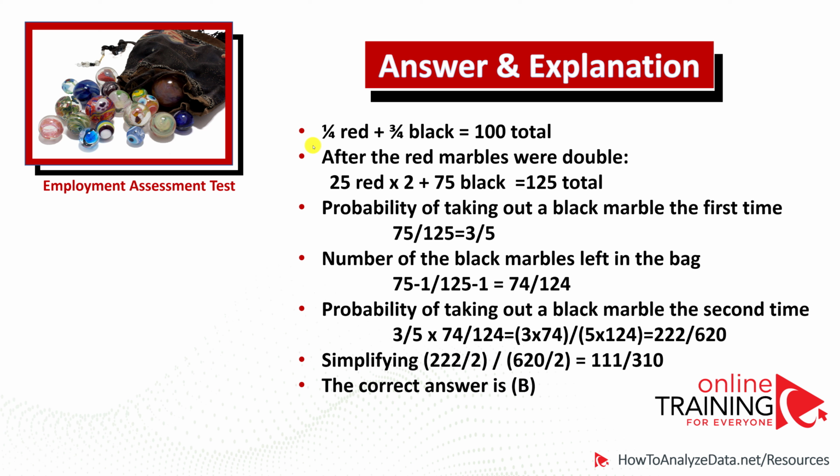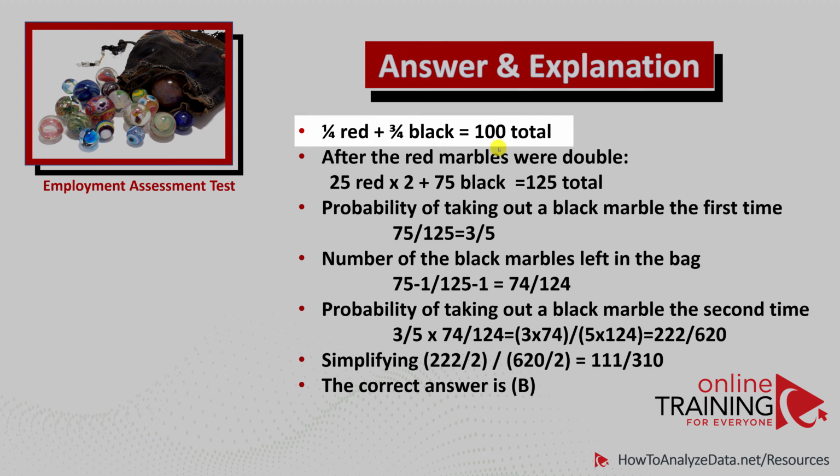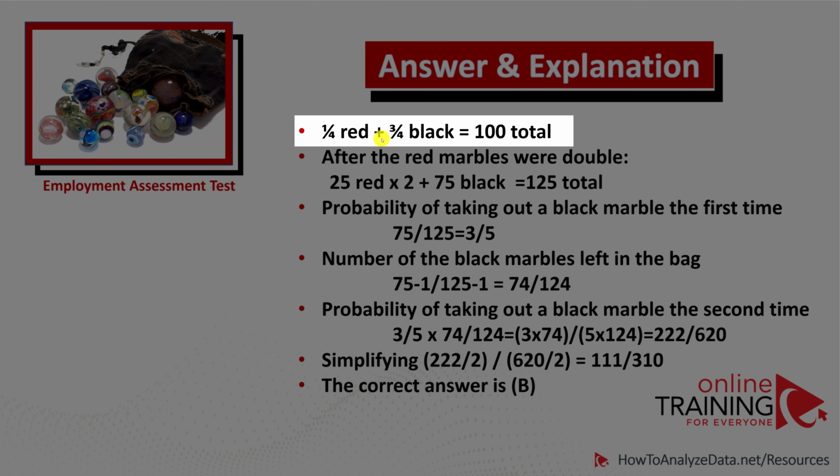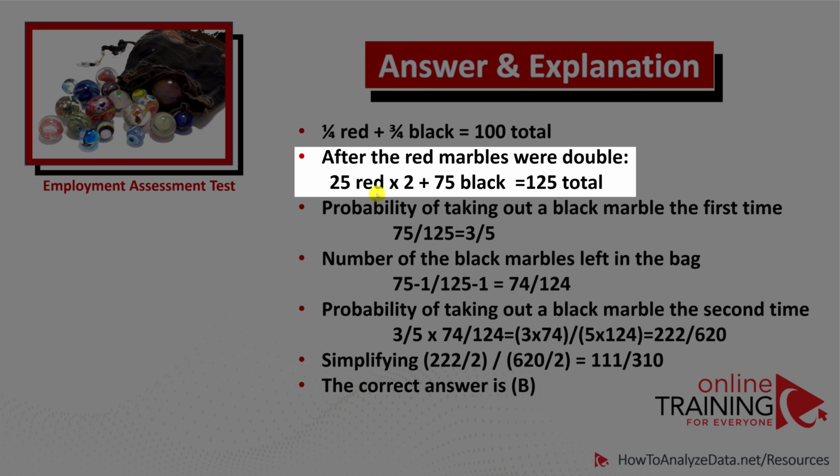Let's first calculate the original number of marbles. We have 100 total marbles, and 1/4 of them is red, and 3/4 of them is black, because there are 3 times as many blacks as there are red marbles. 1/4 of 100 is 25, and 3/4 of 100 is 75. After we double red marbles, we will get 50 red marbles and 75 black marbles, and the total number of marbles would be 125.